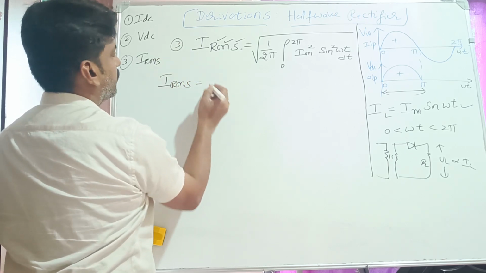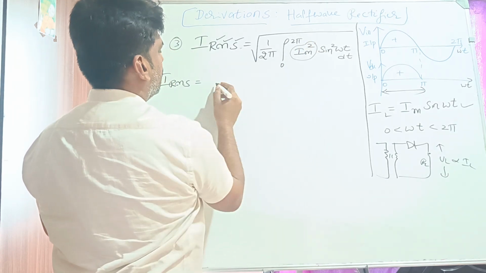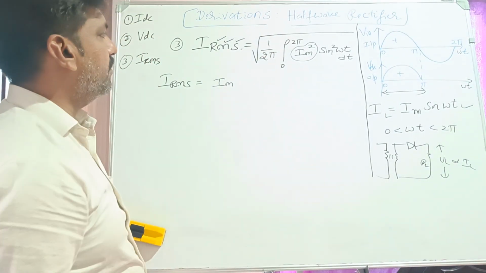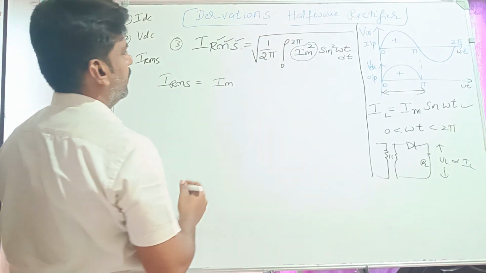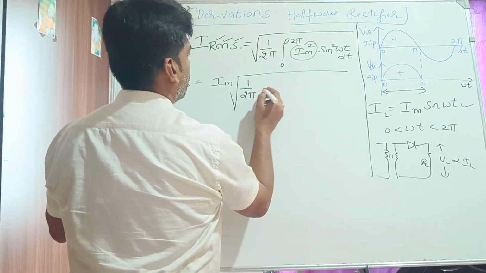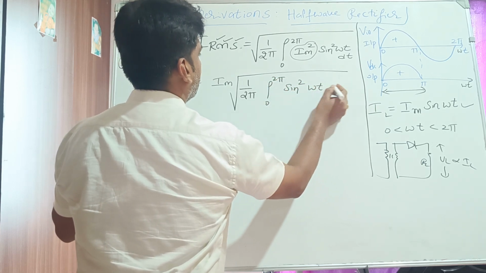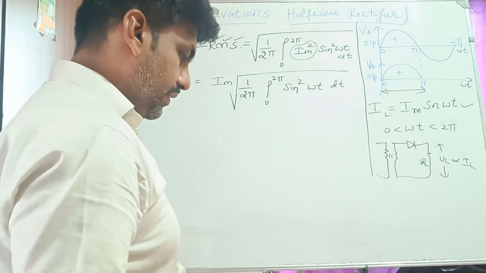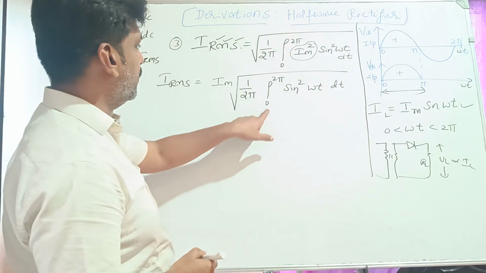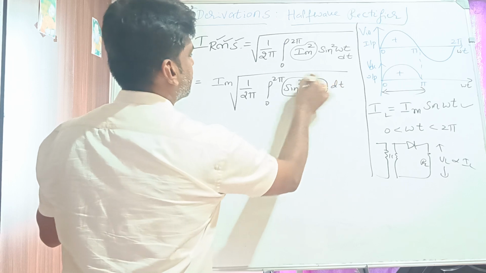IRMS is equal to, right? So Im square is a constant, take it out, so that it is going to be Im only, since it is under the square root. If it comes outside, it is going to be Im only. Then as it is 1 divided by 2 pi, it is 0 to pi sine square omega t, and it is dt, right? Here we are interested in this 0 to pi, it is not 0 to 2 pi. And also it is sine square theta.